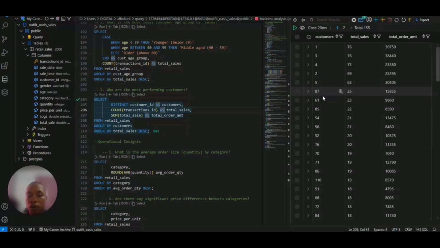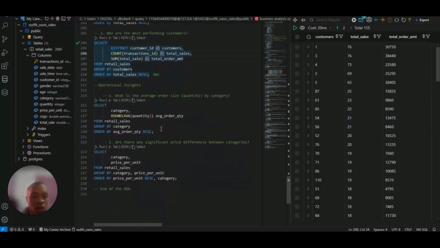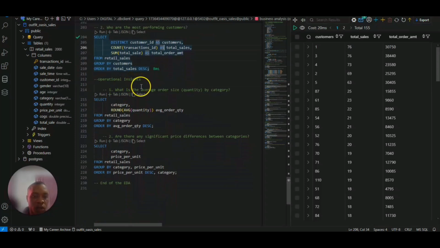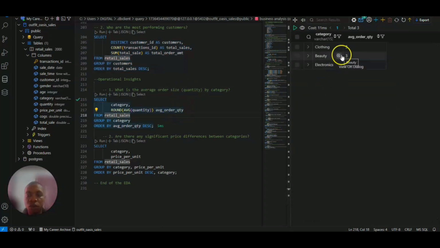And from this other top 10, we see the people that purchased from us about 87th, 61st, 85th, 54th. These were the other customers that followed in terms of loyalty. Then I'll move on to the last section of the analysis, which is the operations analysis. What is the average order size by category? The largest average order size is clothing. So we see people buy more on average from clothing in terms of the quantity that they are buying.